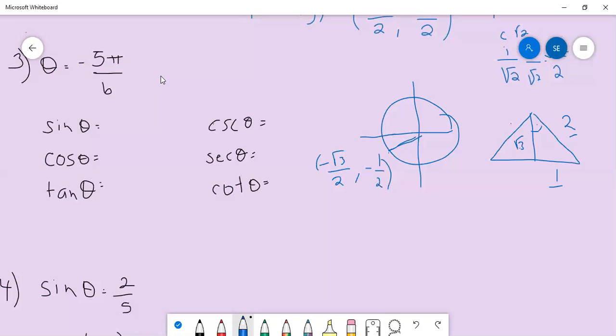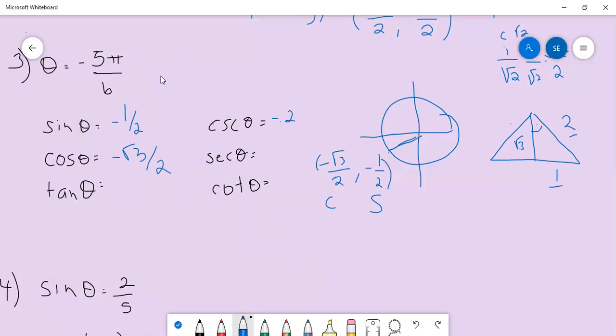Okay, so if this is our point on our unit circle, we know this is cosine, sine, right? So our sine is just -1/2. Our cosine is just the x coordinate, -√3/2. Okay. Our cosecant is the inverse of our sine, so we're going to take the reciprocal of the sine, so it's going to be 2/1 or just 2.